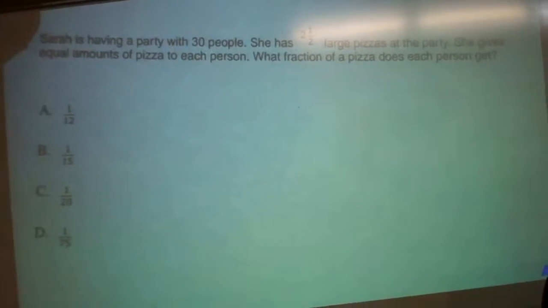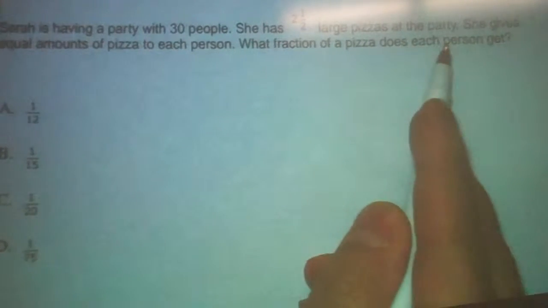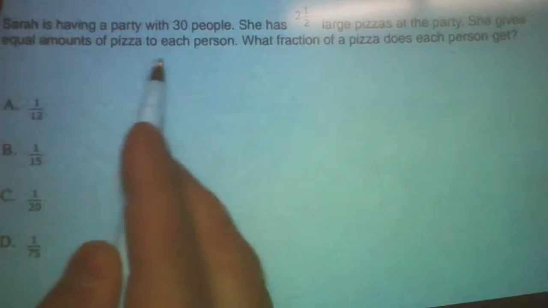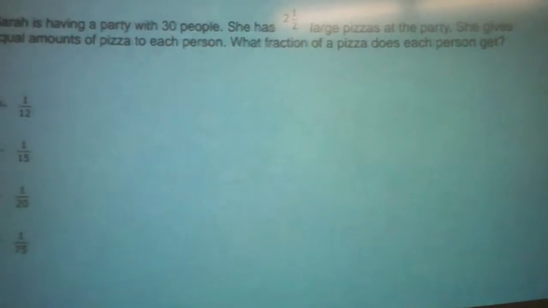Sarah is having a party with 30 people. She has 2.5 large pizzas at the party. She gives equal amounts of pizza to each person. What fraction of a pizza does each person have?